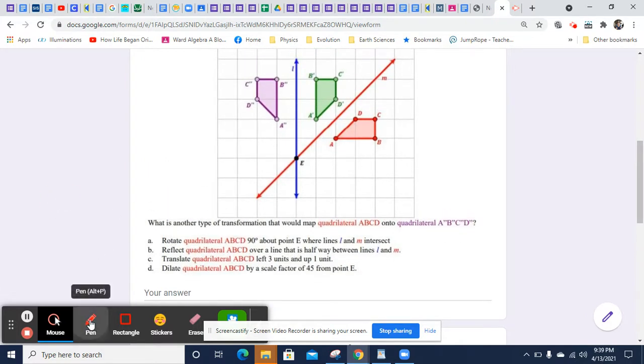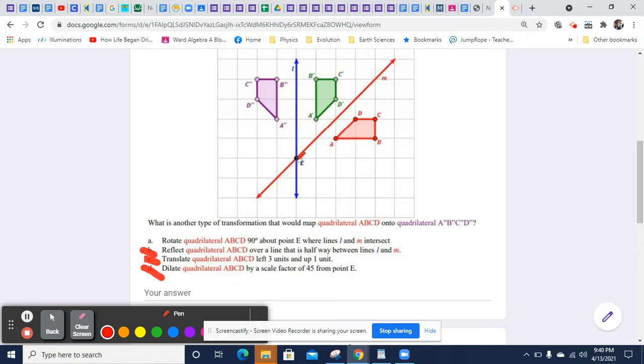Dilation is out because we didn't change sizes at all. Translating would keep it in this orientation. It would slide it, but it would keep it in that orientation. Reflecting it across a line here would mean that B would be on the opposite side over here. B would become B prime over here, and that didn't happen either. So by process of elimination, we're pretty sure it's rotation. But let's consider that rotation.